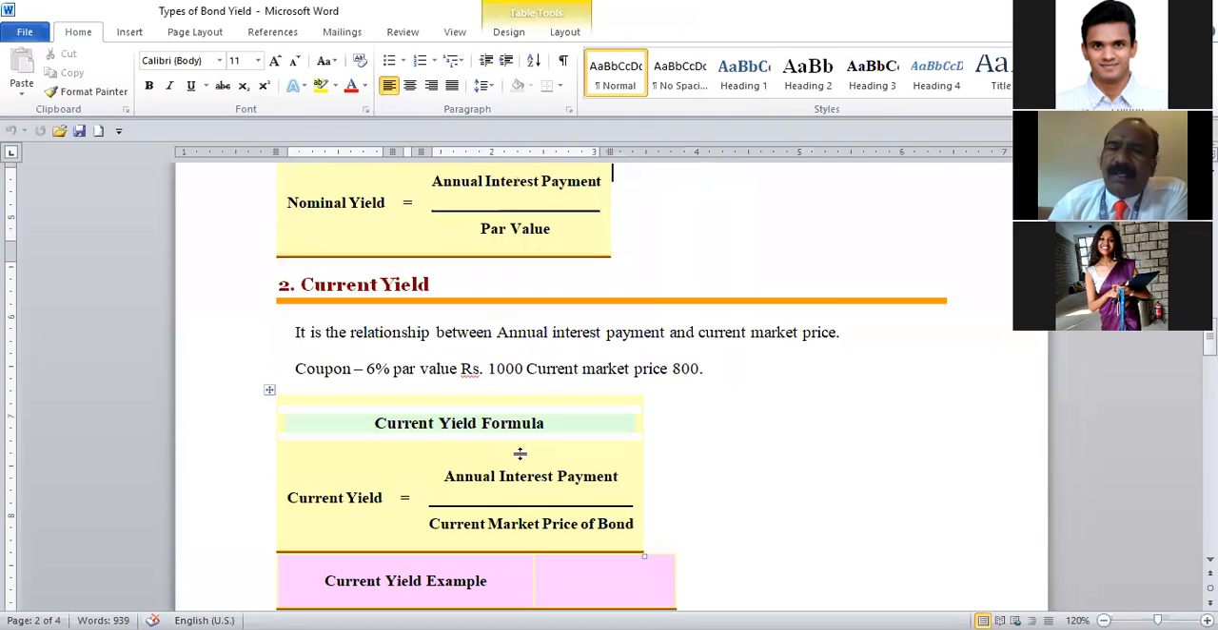Any clarification? Anybody? So you can write down one more case. Kindly note it down. The coupon rate is say 8%. Par value is 100. And current market price is 120. What is its yield?